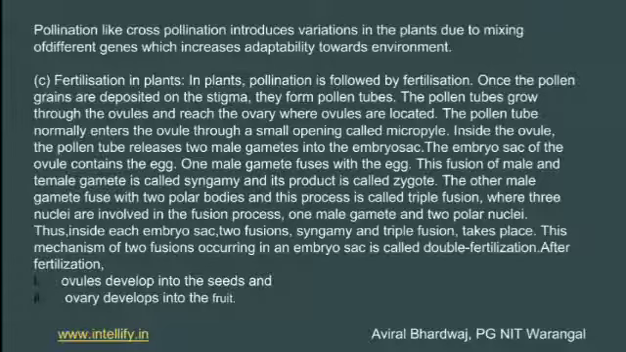It enters the embryo sac, and the embryo sac contains the egg. One male gamete fuses with the egg, and this fusion of male and female gametes is called syngamy. It produces the zygote. The other male gamete fuses with two polar nuclei, and this process is triple fusion, in which three nuclei are involved in the fusion process. So double fertilization also occurs. After fertilization, the ovule develops into the seed and the ovary develops into the fruit. So basically this is the process.